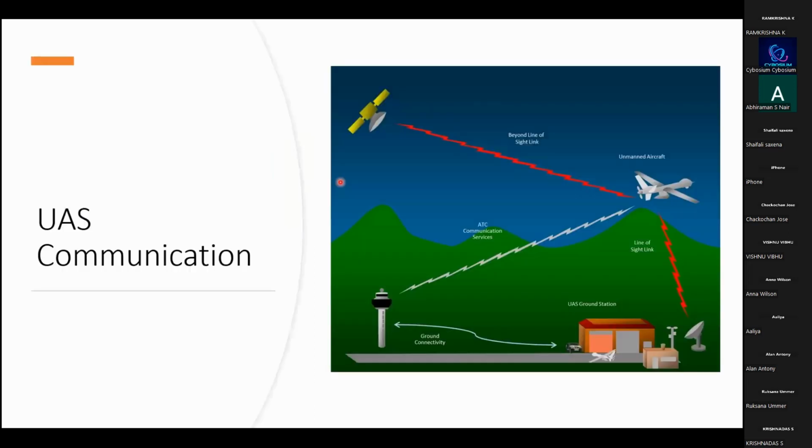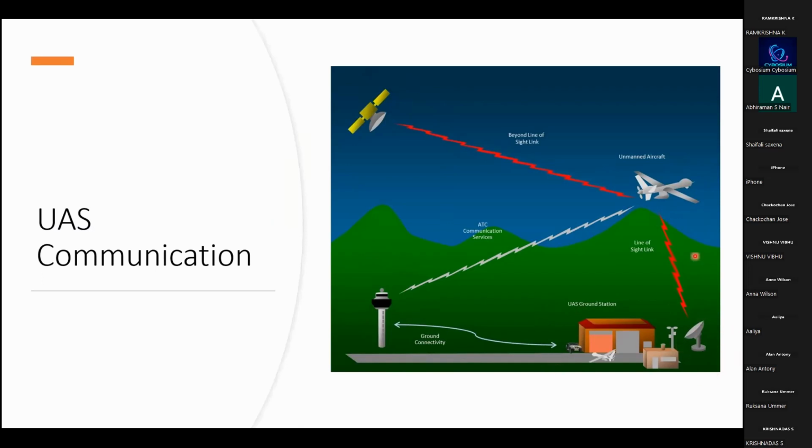So yeah, this is UAS communication. So we have our unmanned vehicle. Basically, this illustration shows the communication links between the ground station, the airports or our air traffic controller, the satellite, and the UAV. So the UAV can communicate with the ground control station.